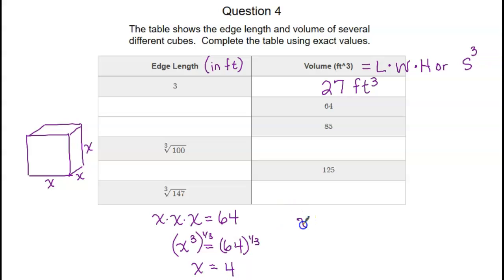Or you can think of this as x cubed is equal to 64. And so instead of taking the square root, which would be without an index here, we take the cube root. So when these two match up, then I know the radical and the exponent will cancel each other out, and we still get x is equal to 4. So the edge length in this one would be equal to 4.